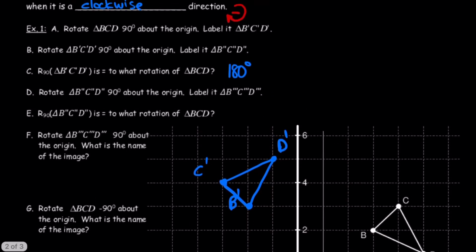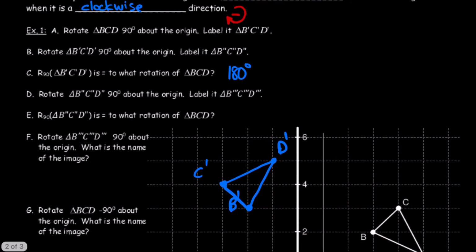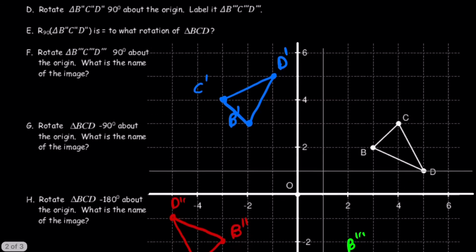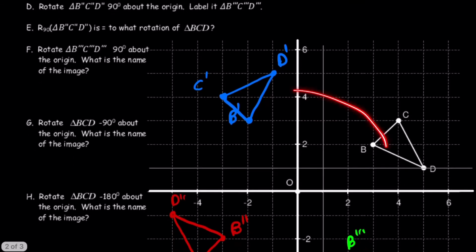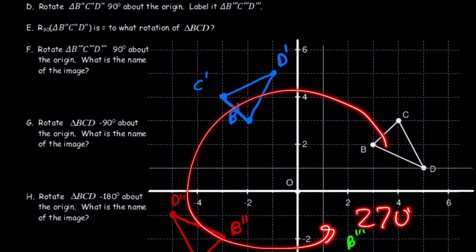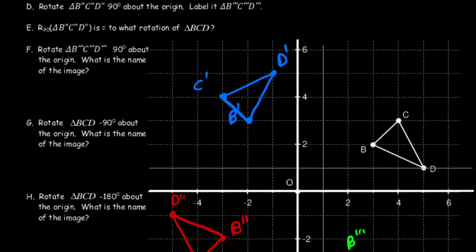Now let's go back up and look at these. If we take B double prime, C double prime, and I rotate that 90, that's equal to what rotation of triangle BCD? We just sort of said it. That's going to be 270. Okay, so I can fill that in.